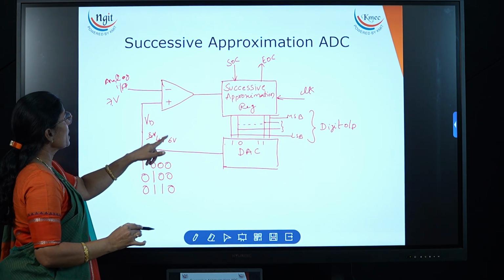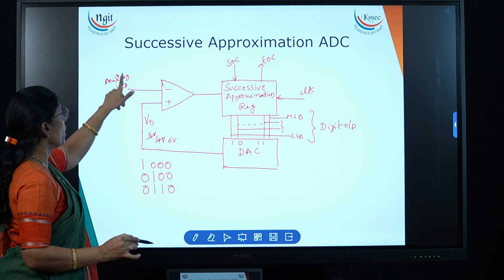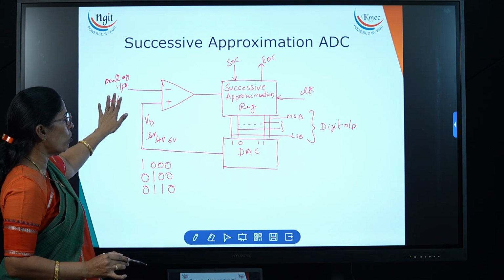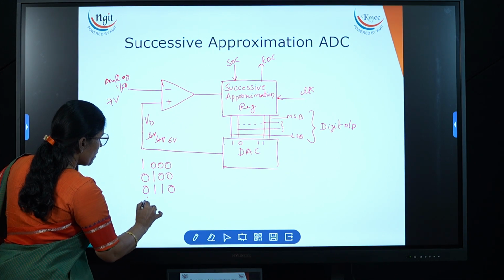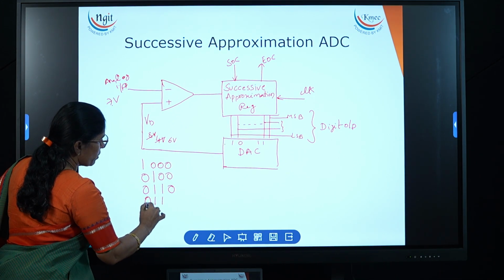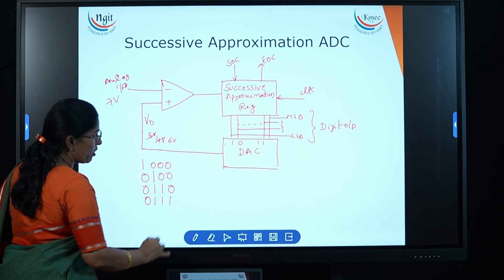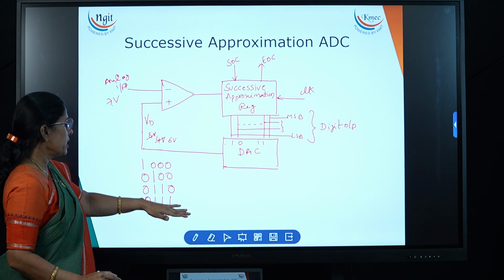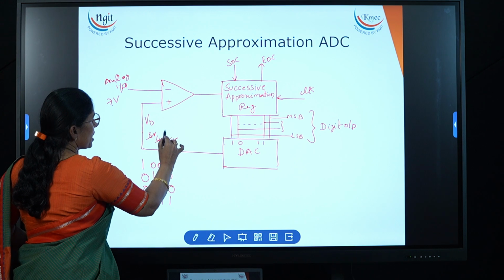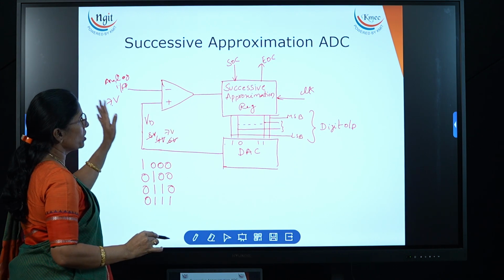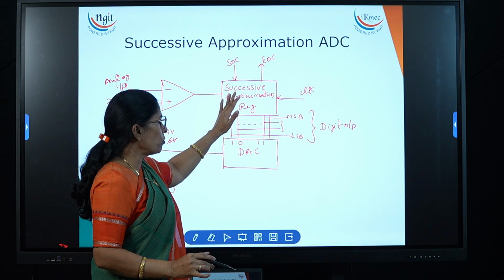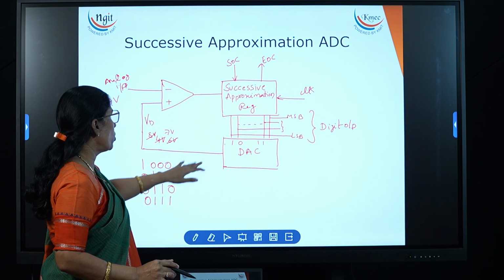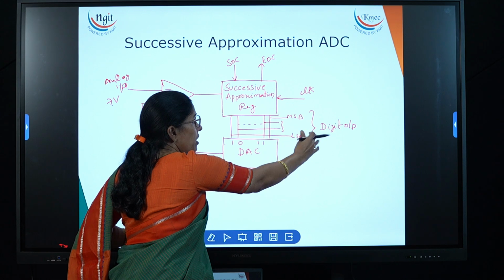Now 6 volts is compared with the 7 volts. Again the analog input value is more. Then the successive approximation register will keep the first 3 most significant bits the same and set the least significant bit to 1. Then the value is 7. Now 7 and 7 are both equal. Then it will stop the conversion, and whatever bits are set in this register will be displayed at the output.